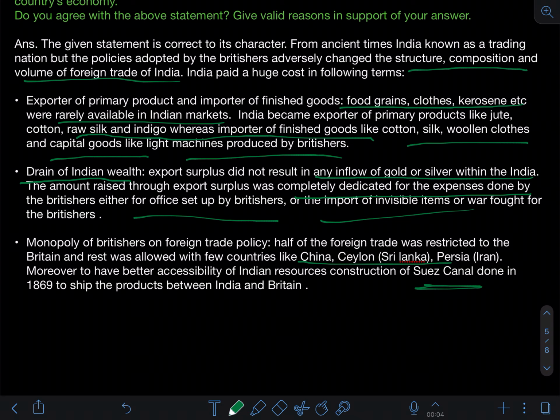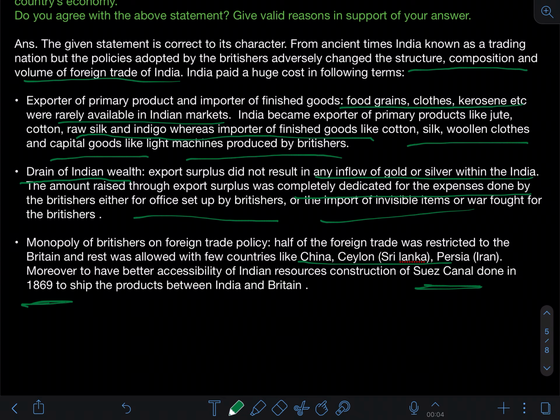The main purpose of creating this canal was that the cost of transportation became less compared to other means of transportation. At the same time, it was very easy to access the Indian market. So that was the Suez Canal, which you can mention under foreign trade policy. A MCQ or value-based question can be asked; the main thing is 1869, when it was established, and that the purpose was to reduce the cost of transportation and make the Indian market more accessible. So that was the main purpose.